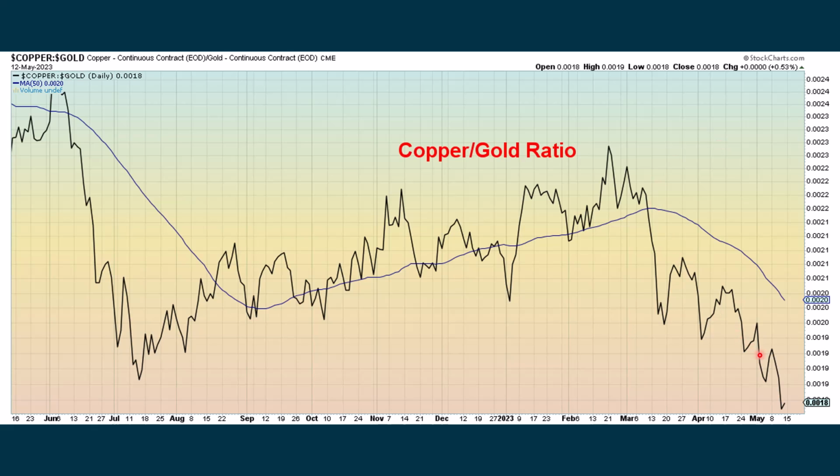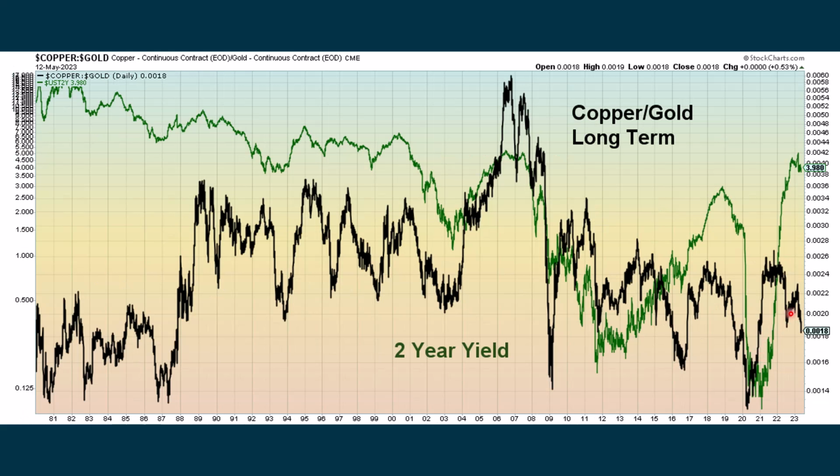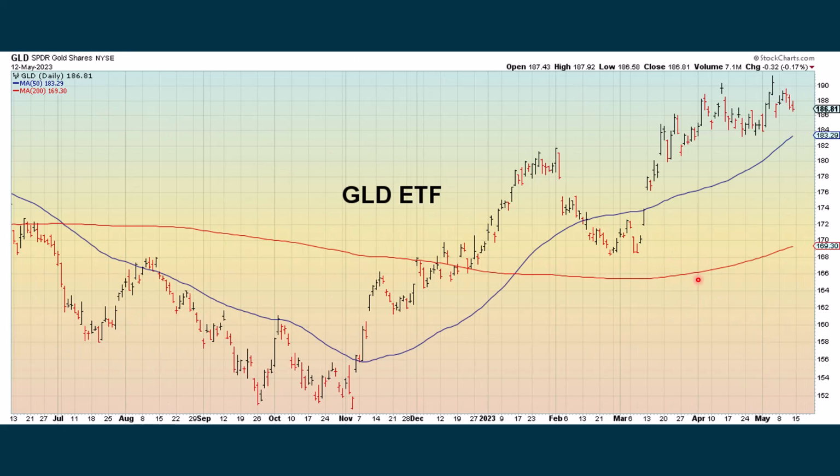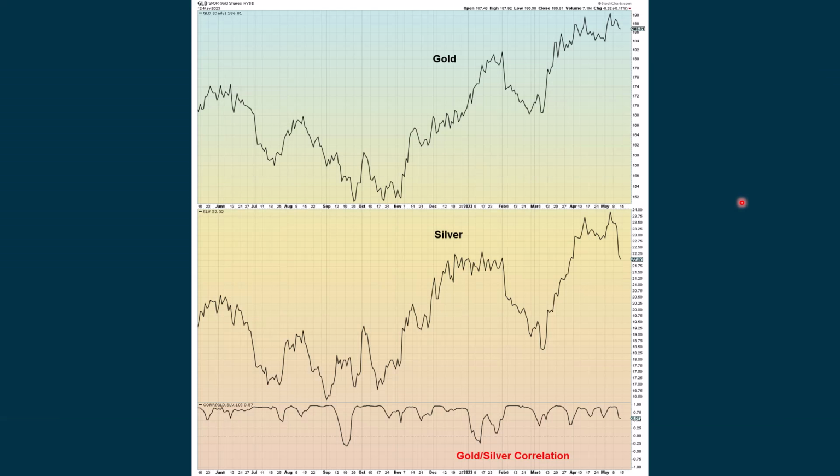Copper has really started to underperform gold. Here's a longer term look at that same chart, comparing it to the 2-year yield, where the spread between these two is pretty high. In a good, healthy environment, they'll tend to go in the same general direction, and even though they're on different scales, they typically don't get too far apart from each other, at least in the last 13 or 14 years. Gold continues to be in an overall uptrend.